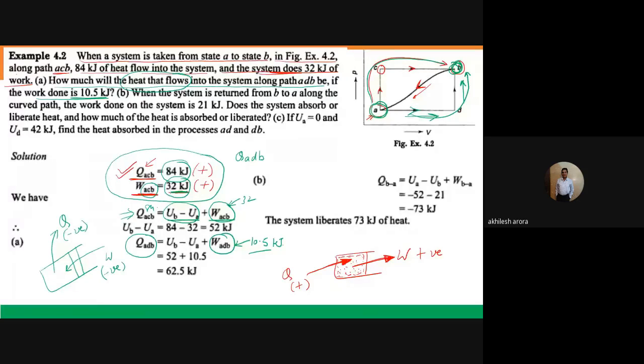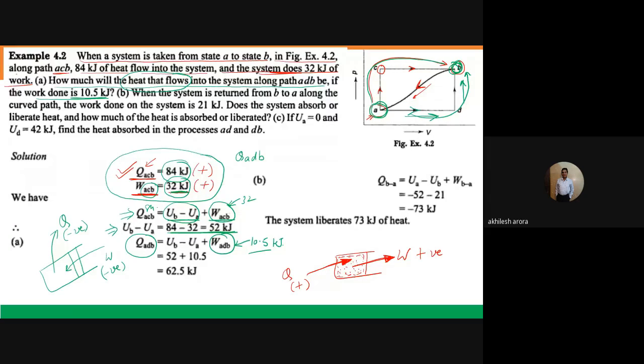And which is this equation? Can anybody tell me? See, this is the first law of thermodynamics for a process. So we have used that and we have calculated the value of UB minus UA, which comes out to be 52.